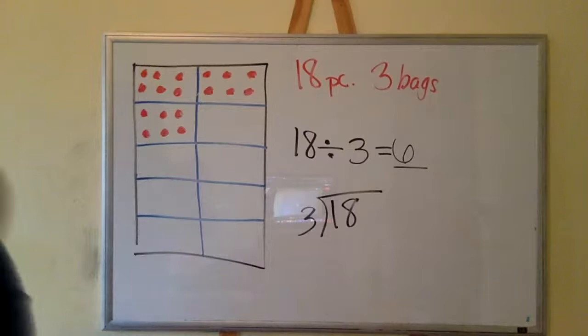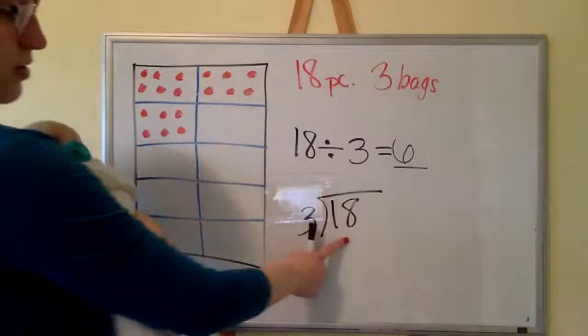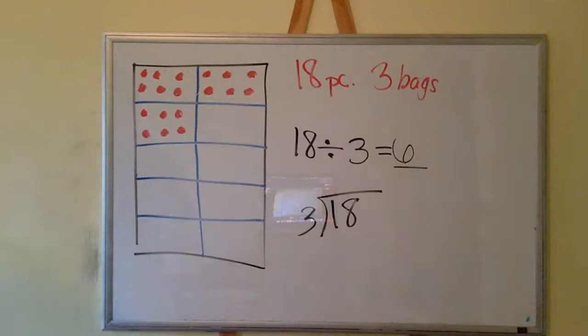So if you look at your mats where you have your red squares, what does the dividend 18 in the division frame represent? We have 18 what? Austin has 18 what? He has 18 pieces of candy. What is a divisor?